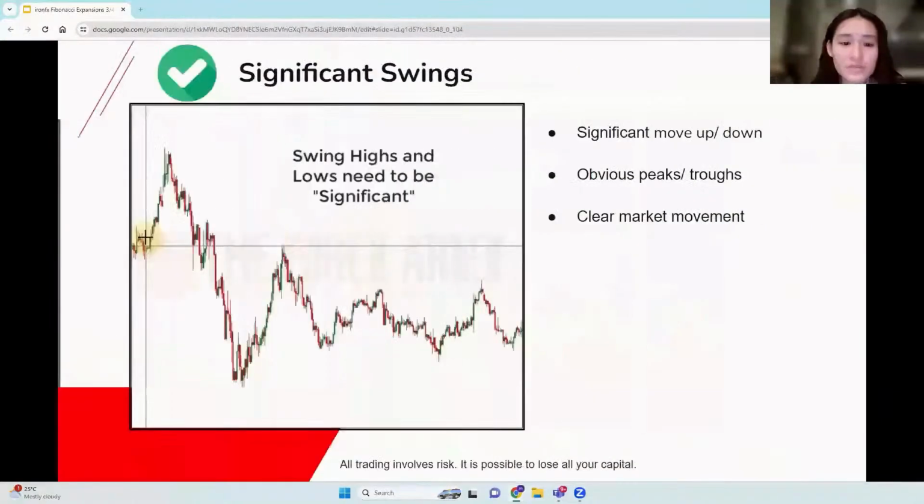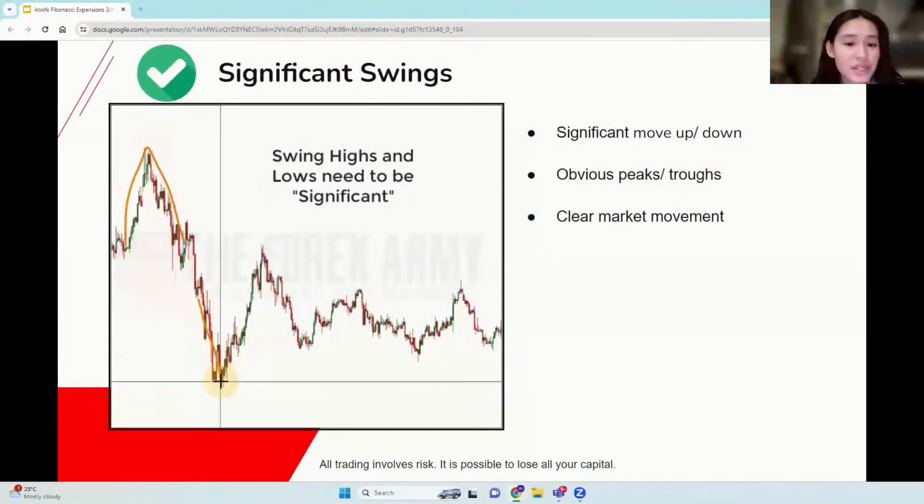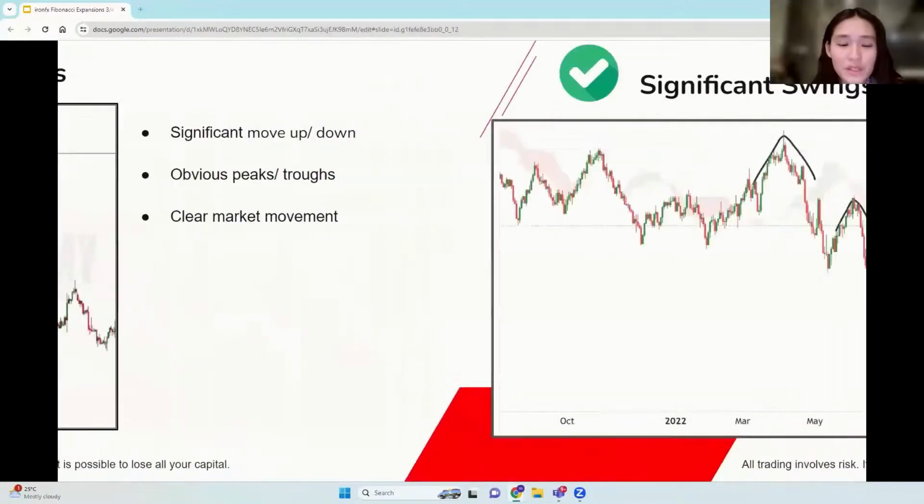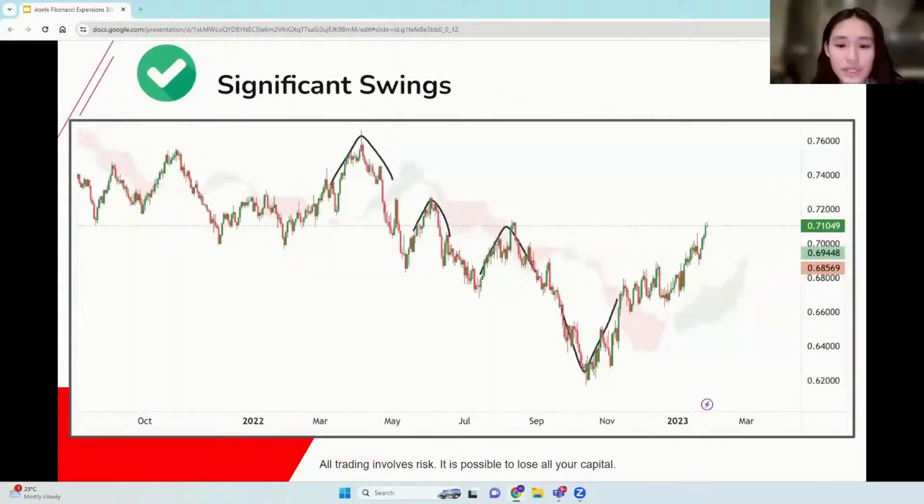Okay, and here we have a significant example. So you can see that there are obvious peaks and troughs in our example here, and we've drawn it out. And there's also clear market movement. So this is the kind of market structure that you want to look out for when you are deciding which charts to trade. Okay, again, another example over here.